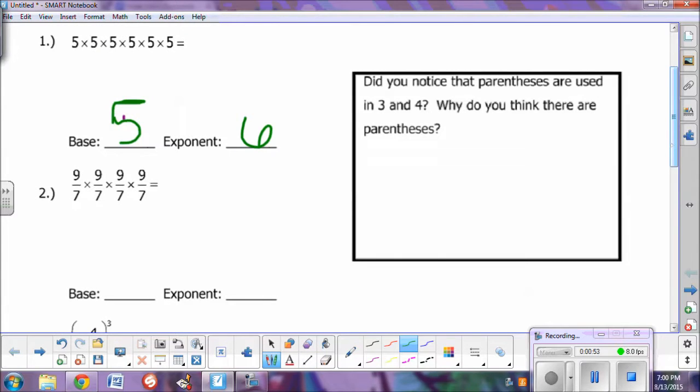So when I look at the second one, I have a fraction. Fraction, we can simplify that in sort of a different way, write it a different way. So the base, the number that's being multiplied, is 9/7. That's our base. And our exponent, how many times do we multiply 9/7? 4 times.